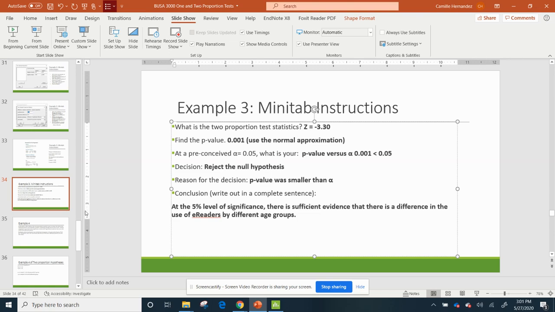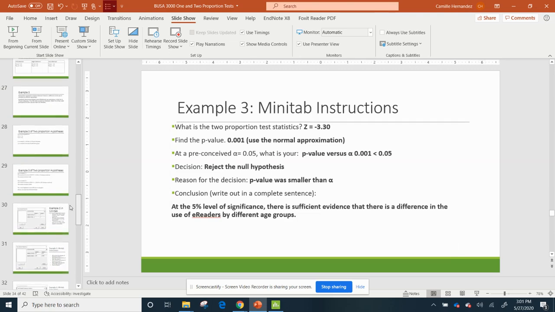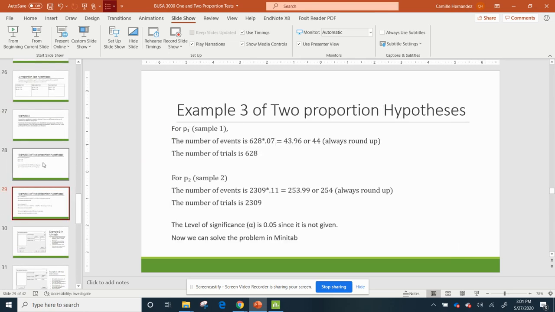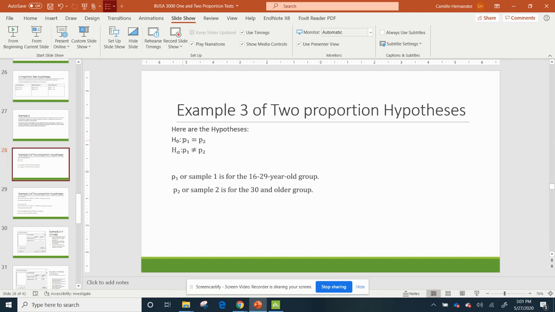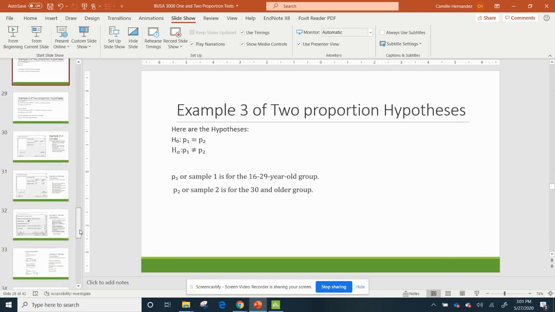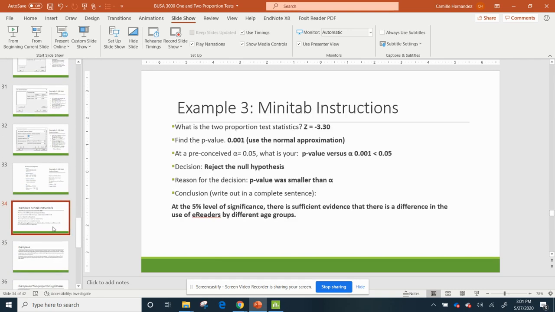Because remember, let me go back to my hypotheses. So here's my hypotheses. Because I rejected this null hypothesis, something's going on. I don't know if it's less than, I don't know if it's greater, I just know it's different. And that's really what the question was asking. In the real world, this is how you usually run these tests. First thing you do is compare to see if the groups are different, and then you try to see how they're different.